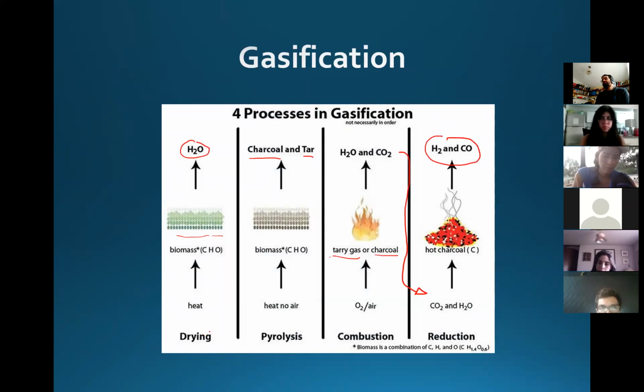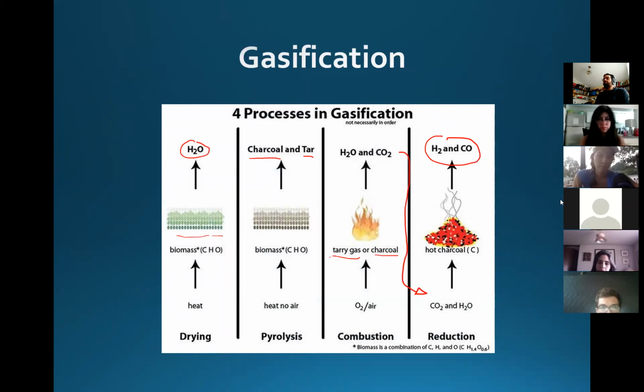Okay, there are advantages to doing this process. For example, you can use part of the energy to produce heat, and the other part is going to be chemical energy, which is stored in the hydrogen and carbon monoxide. Those hydrogen and carbon monoxide, you can make them react.